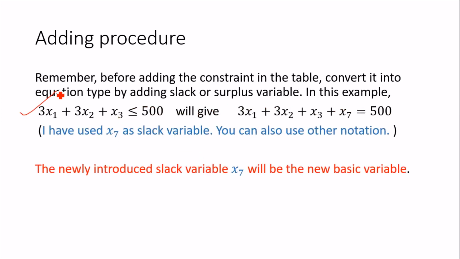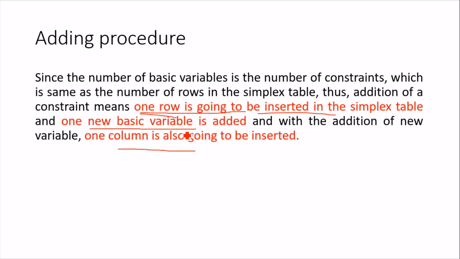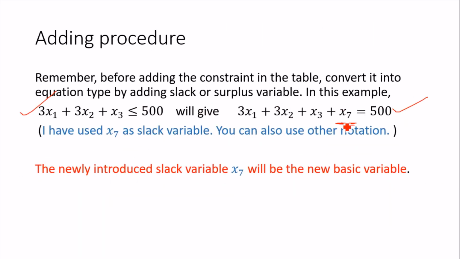As I've just told you, you first convert into equation form. Whatever type of constraint it is, either less than or greater than, when you convert it into equation form, you will introduce either a slack variable or a surplus variable. Whatever new variable you introduce, you need a notation for it. Here, if you look at the optimal table, we already have variables up to x6. x4, x5, x6 are the 3 slack variables. So here I am giving the notation x7 to the newly introduced variable. This newly introduced variable will be the new basic variable. You'll come to know why this is so.